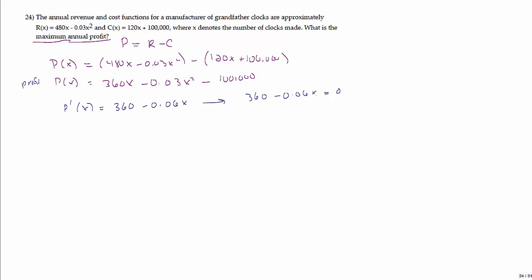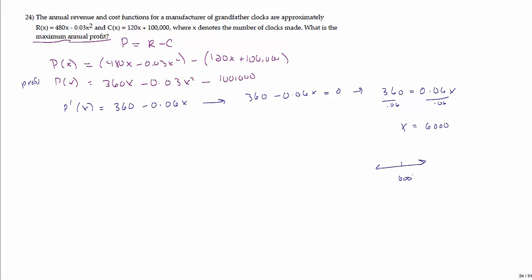If I bring my 0.06x over, so I get 360 is equal to 0.06x, and divide by my 0.06, and x is going to be equal to 6,000. Okay, now I have to verify that this is a maximum.